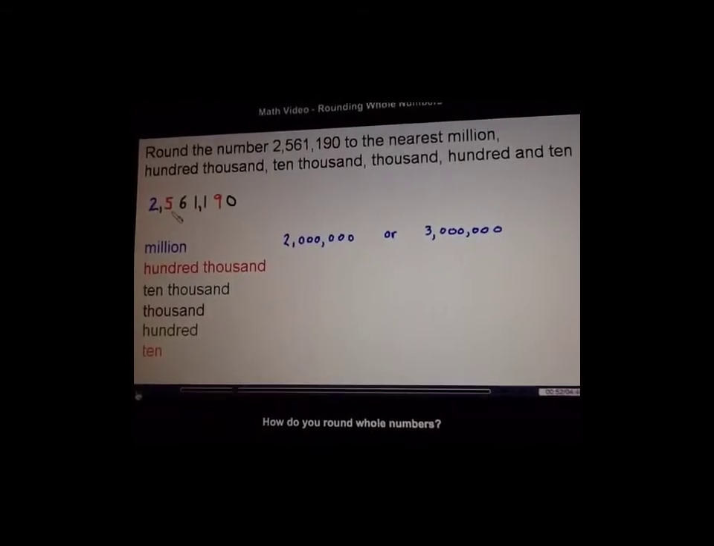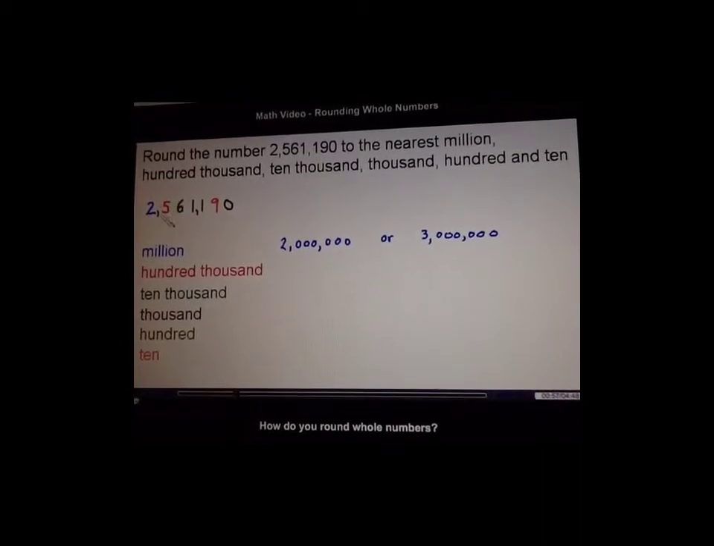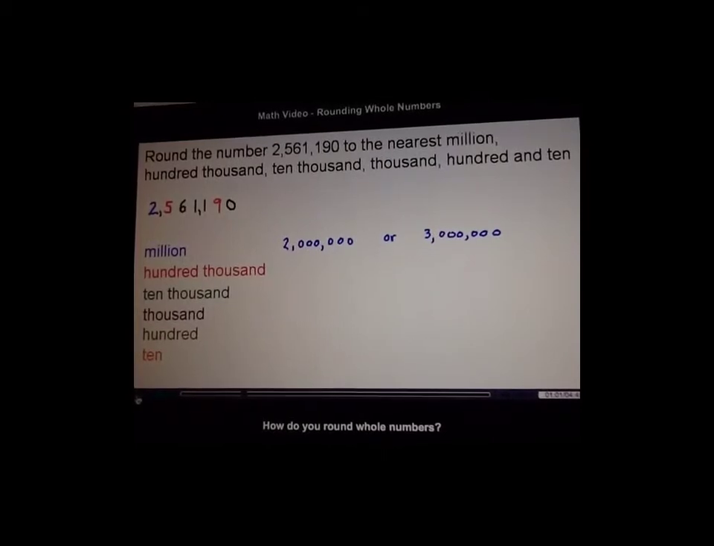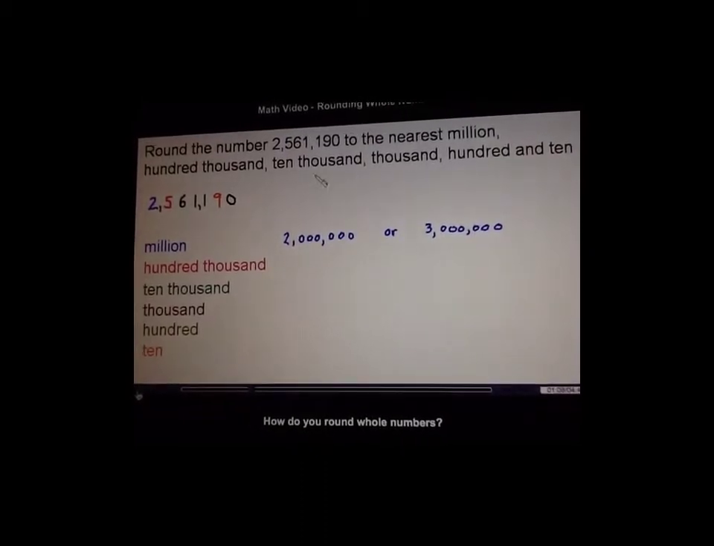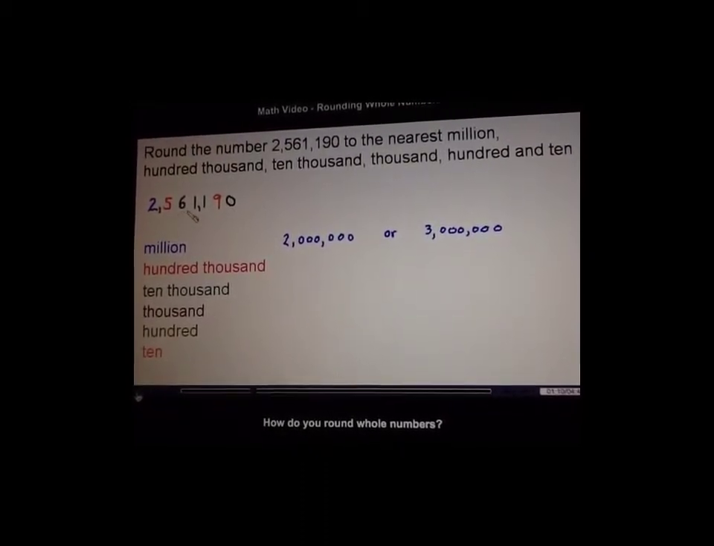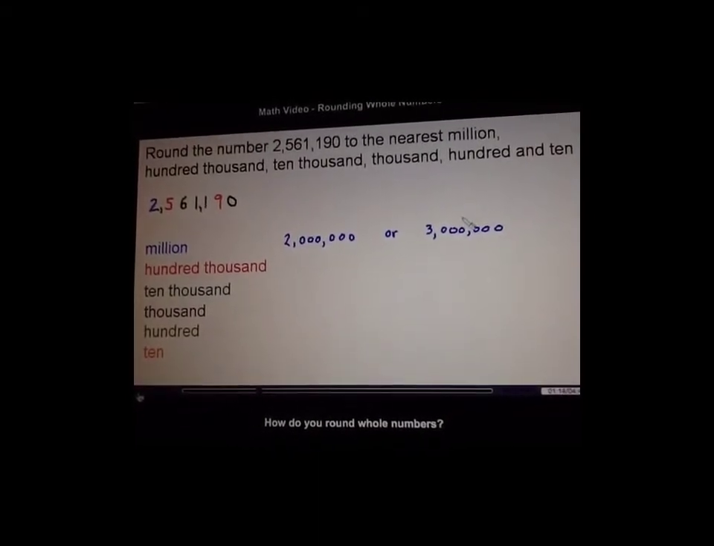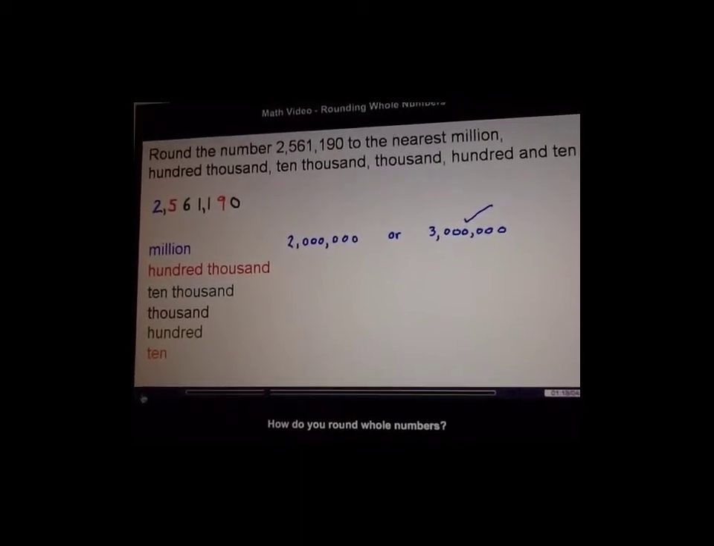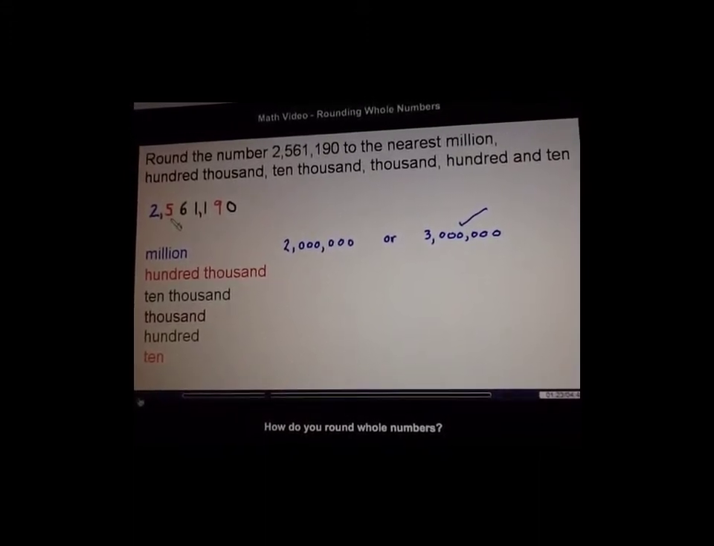If the digit next to the place value we're trying to round is 5 or higher, we have to round up. If it was less than 5, we'd have to round down. But our digit is a 5, so we're going to round up. So, rounding the number 2,561,190 to the nearest million gives us 3 million. Now let's try rounding the number to the nearest 100,000. The digit in the 100,000s place is a 5.